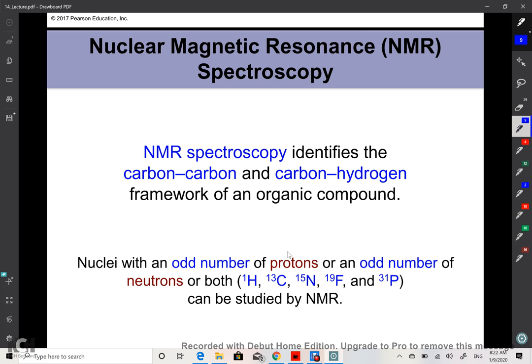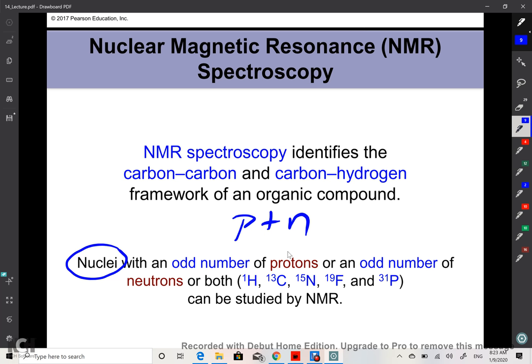Is that okay? Now, you remember what a nucleus is. What is a nucleus? It's a combination of the proton and the neutron. Okay? That's what a nucleus is. So if you have nuclei with odd numbers of protons, or odd numbers of neutrons, or both of them odd, those nuclei are referred to as NMR active nuclei, meaning that you can study them using NMR. Okay, they need to have an odd number.